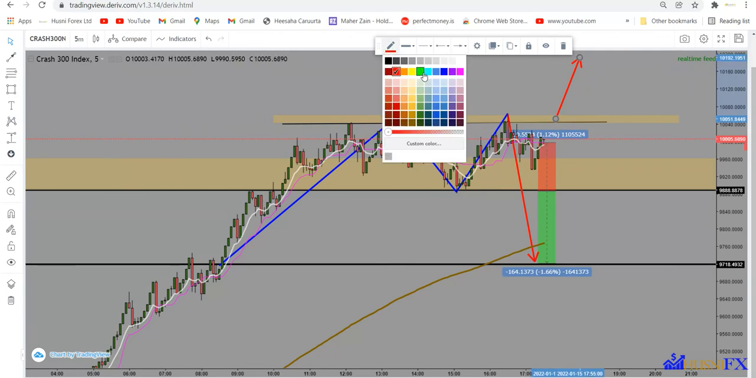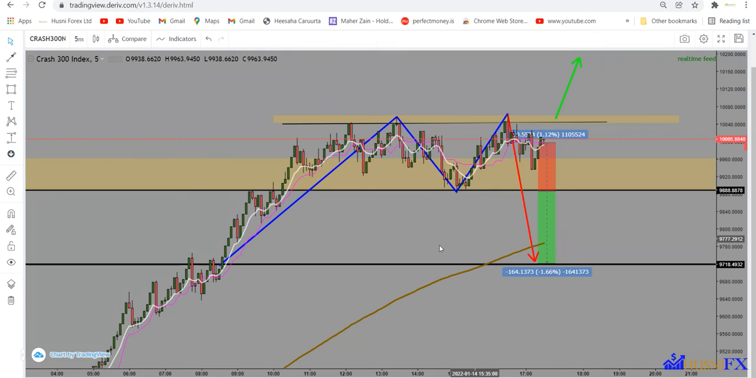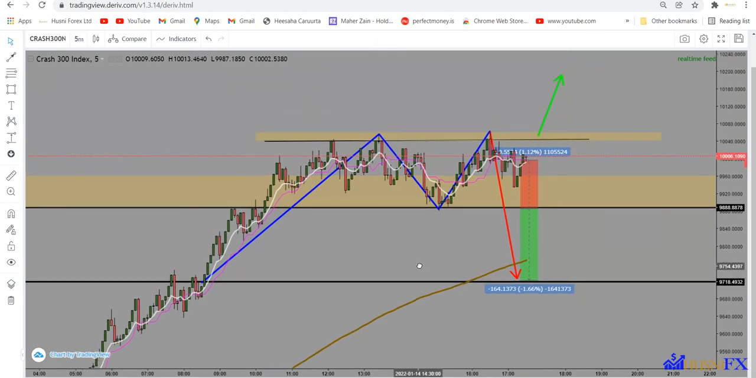So make sure that you have a flexible mind, and you must be flexible and follow the market. Never follow what you think, trade with what you see on the chart.